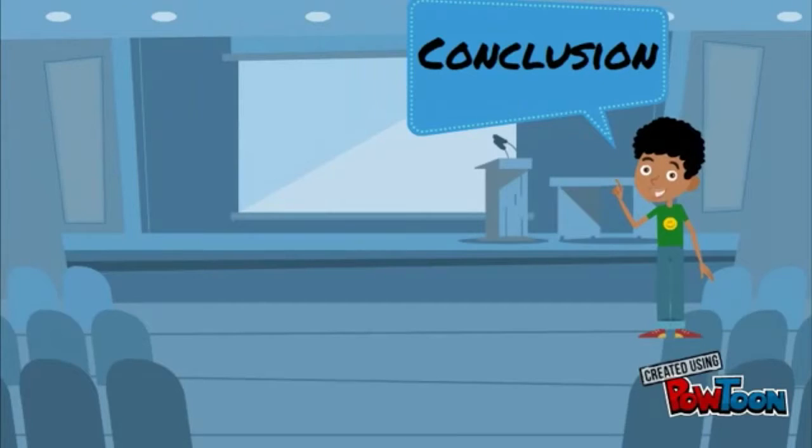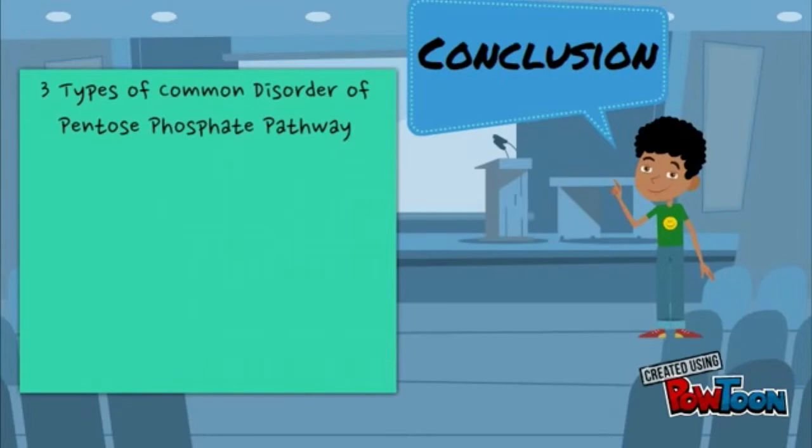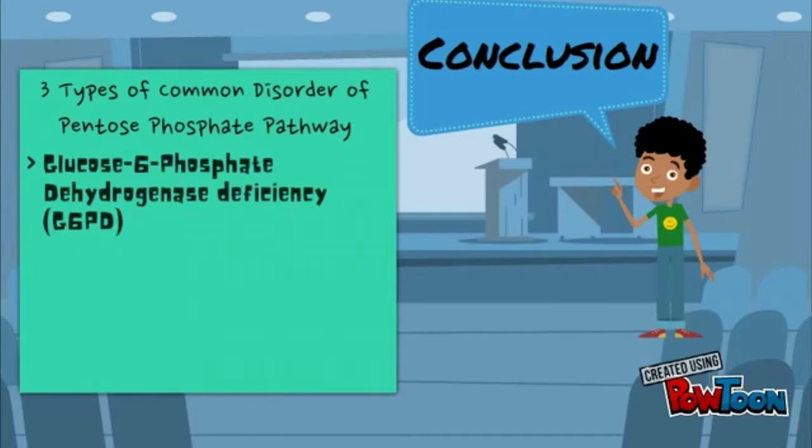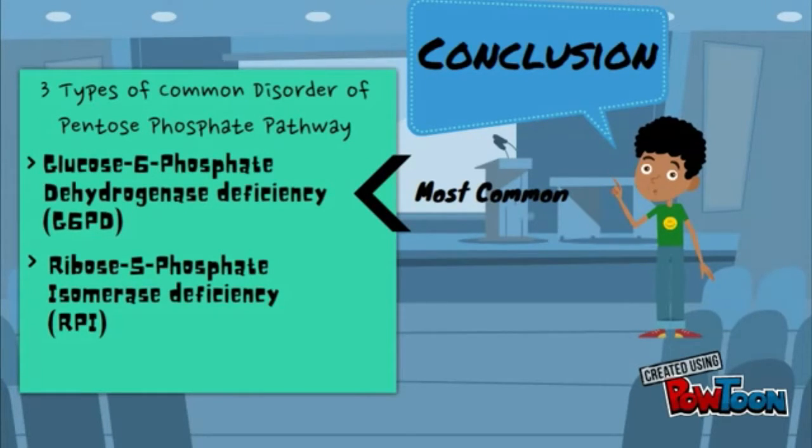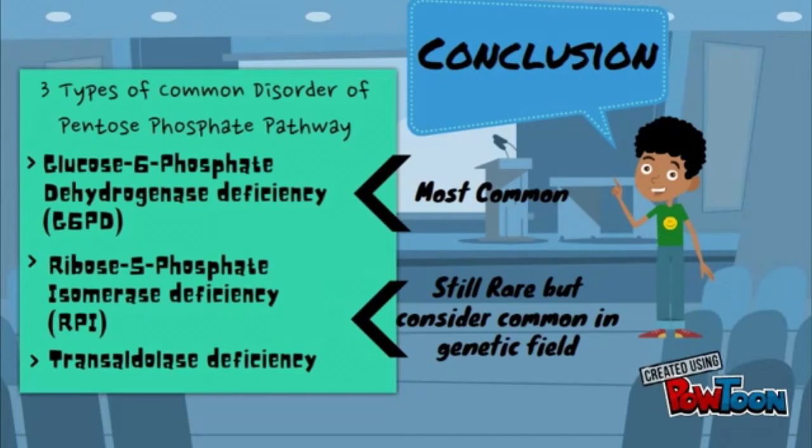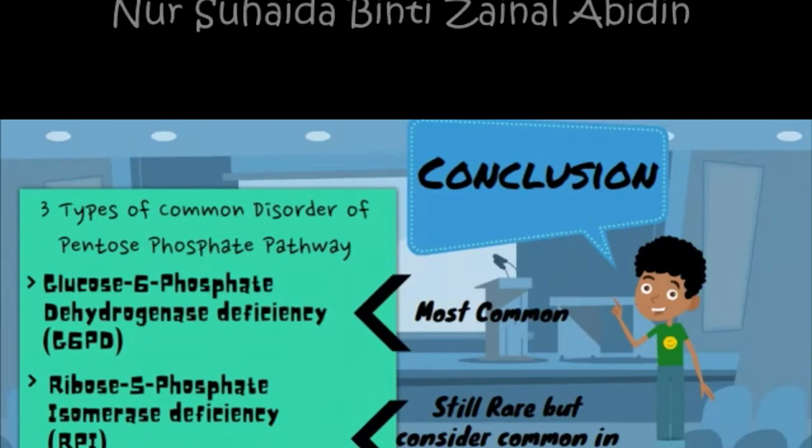In conclusion, there are 3 types of common disorders of the pentose phosphate pathway. However, glucose 6-phosphate dehydrogenase deficiency is the most common one, while ribose 5-phosphate isomerase deficiency and transaldolase deficiency are rare but still considered common in the genetic field.